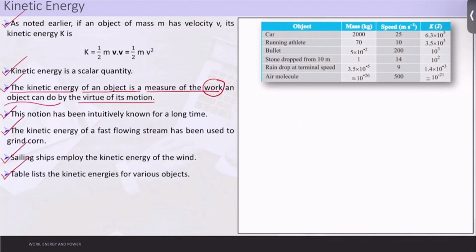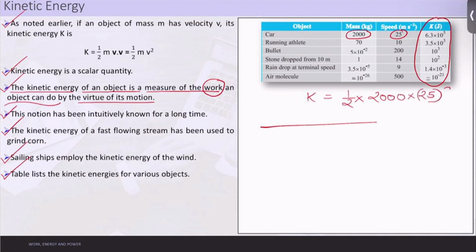If you look at this very carefully, what is the general thing which is happening here? For a car, the mass is given, the speed is given. So how will you calculate the kinetic energy? It is nothing but half into 2000 into 25 squared. Correct? Similarly, for an air molecule, how will you calculate? It is nothing but kinetic energy equal to half into 10 to the power minus 26 into 500. So that is how you can calculate these kinetic energies. You don't need to remember any of this.